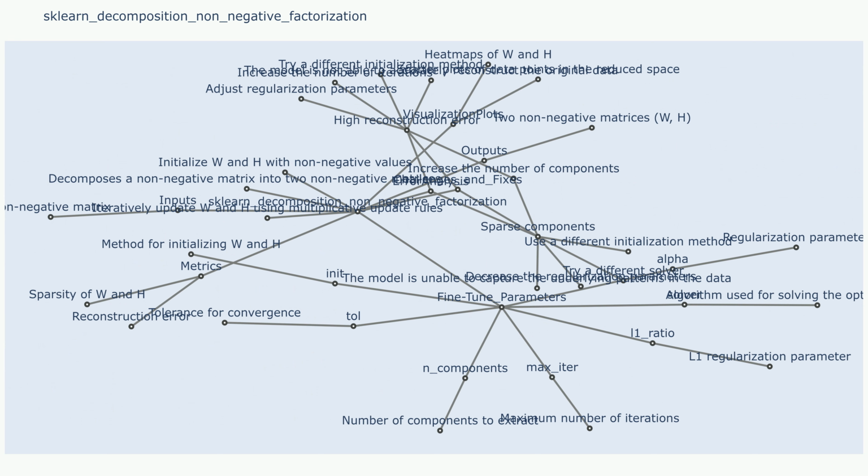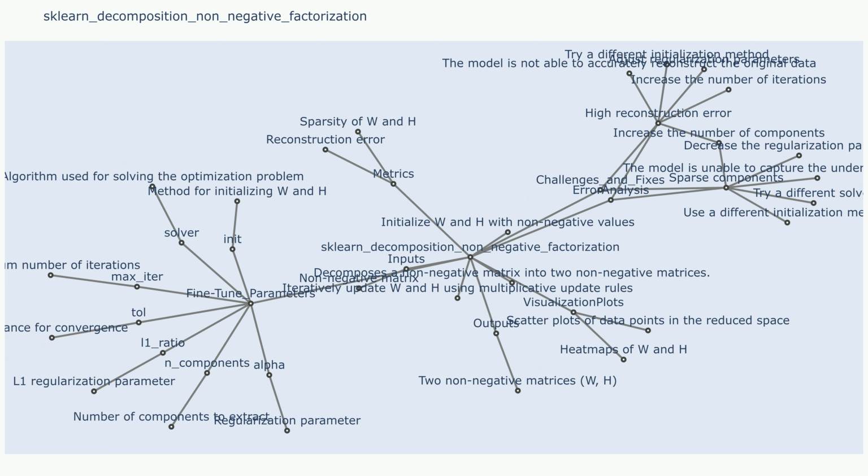Steps. Step 1: explain in detail. NMF starts with an initial guess for the matrices W and H. It then iteratively updates these matrices using a multiplicative update rule, ensuring that all elements remain non-negative. This process continues until a convergence criterion is met, typically when the reconstruction error of the original data stabilizes.